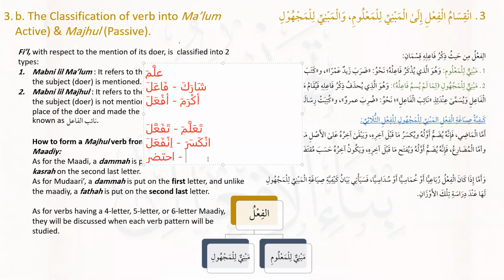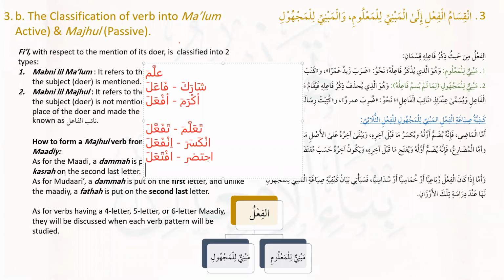طيب, احتضر, it has 5 letters in its ماضي state. The root letters are حاء ضاد را. If you put it in the ميزان الصرفي, what will its وزن be? افتعل. أحسنتم. افتعل. Let me give you another example of خماسي.